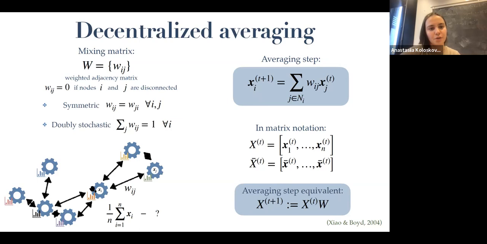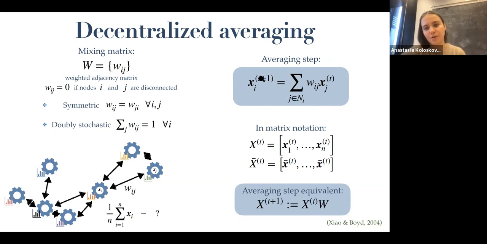And for each edge of this graph, we assign some weight, w_ij. This way, we form this weighted adjacency matrix W. Your weight would be zero if your nodes are disconnected, and it has to satisfy some properties: symmetricity and double stochasticity. We define this mixing matrix, and then if we have this decentralized topology, to find this averaging over it, we can do the following.